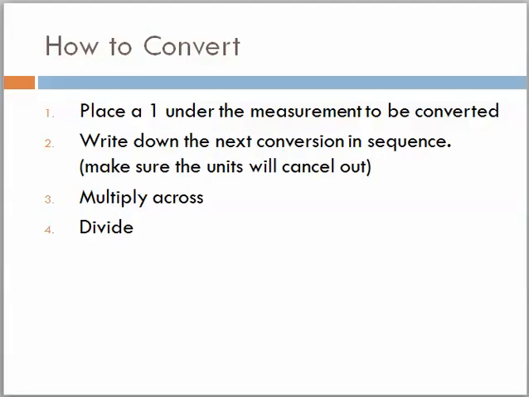Alright, how to convert? Well, the first step is you place a 1 under the measurement to be converted. Then we're going to write down the next conversion in sequence, but it's important to make sure that the units will cancel out. And you're going to see examples of this. The third step is we're going to multiply straight across. The fourth step is we're going to divide.